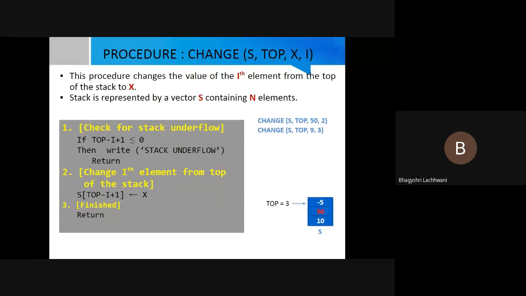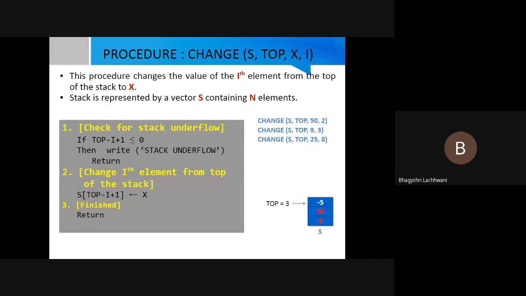And we are updating with the new value. Now what value do we have to put? Just see the function calling. It will be S top 9 3. That means now the value 10 is updated with the new value, that is 9. So we are just updating the value 9.